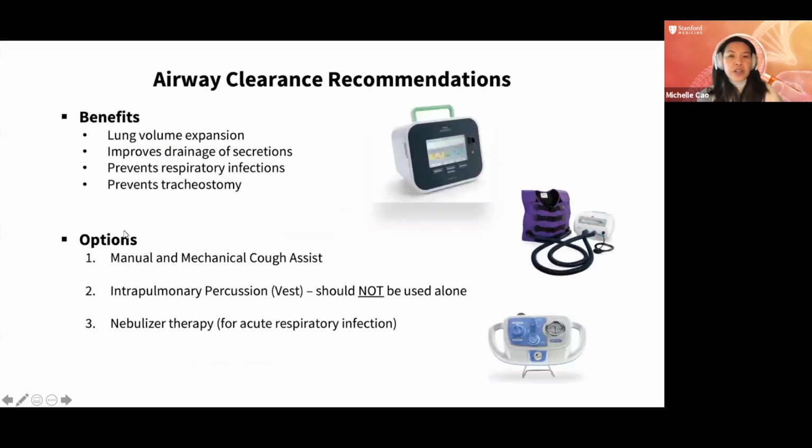In terms of airway clearance recommendations, again, I can't stress enough the benefits. It's lung volume expansion.